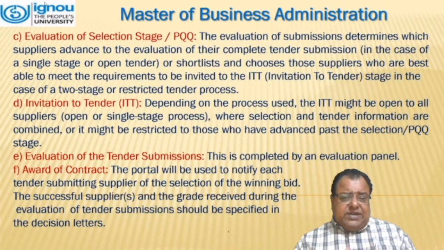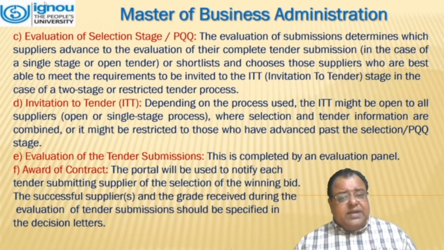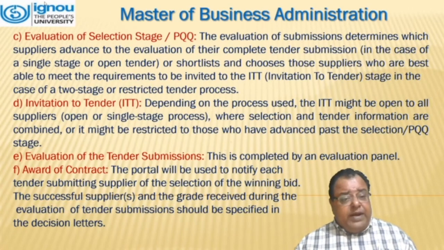Evaluation of selection stage. The evaluation of submissions determines which suppliers advance to the evaluation of their complete tender submission, or shortlists and chooses those suppliers who are best able to meet the requirements to be invited to the ITT, that is the invitation to tender stage, in the case of a two-stage or restricted tender process.